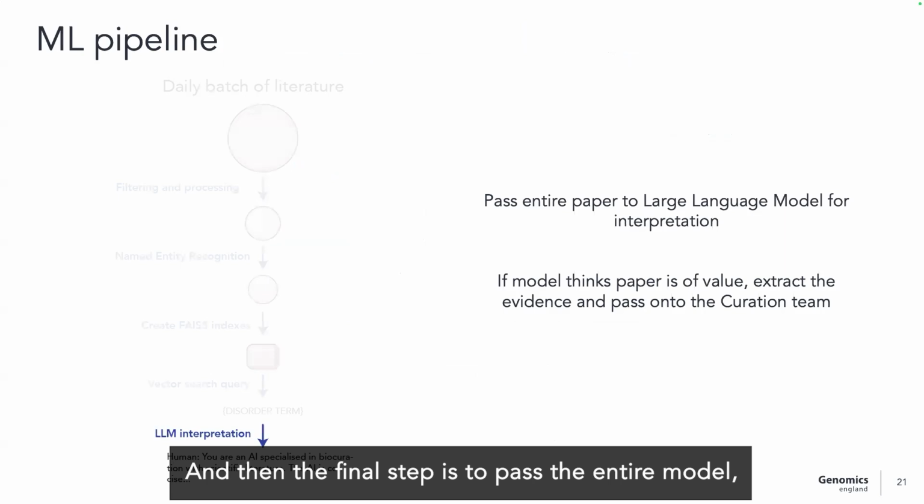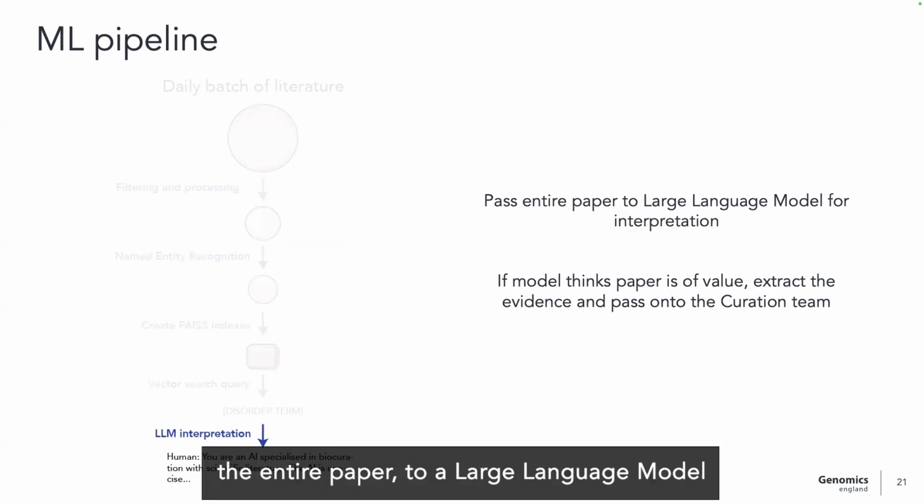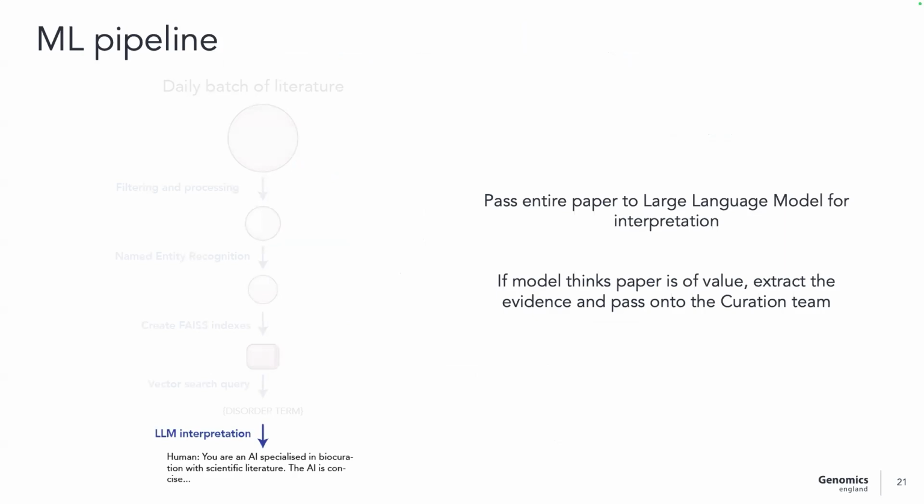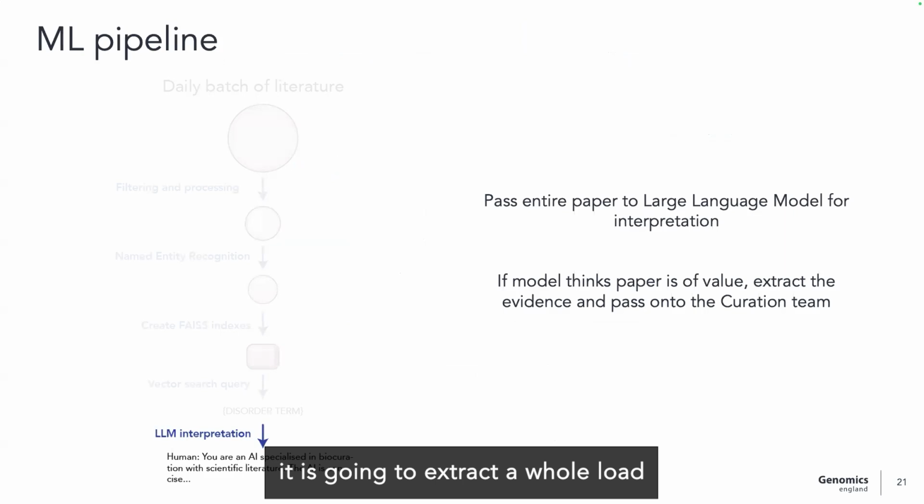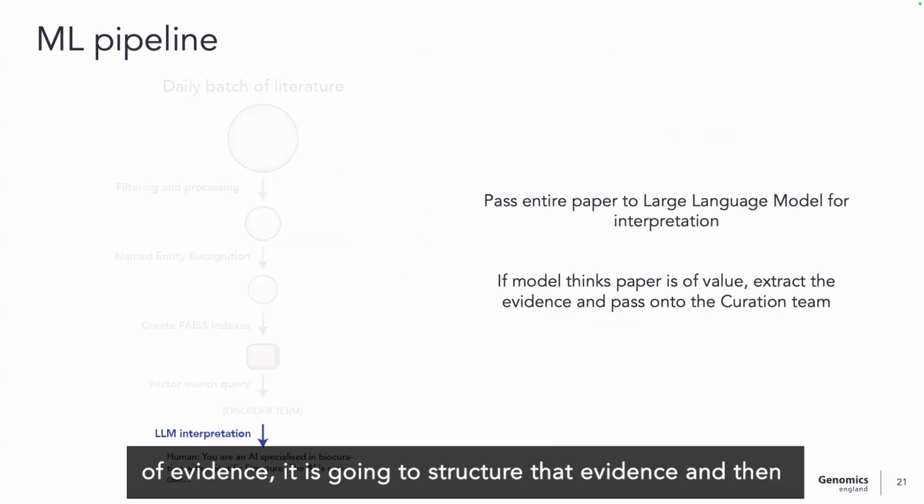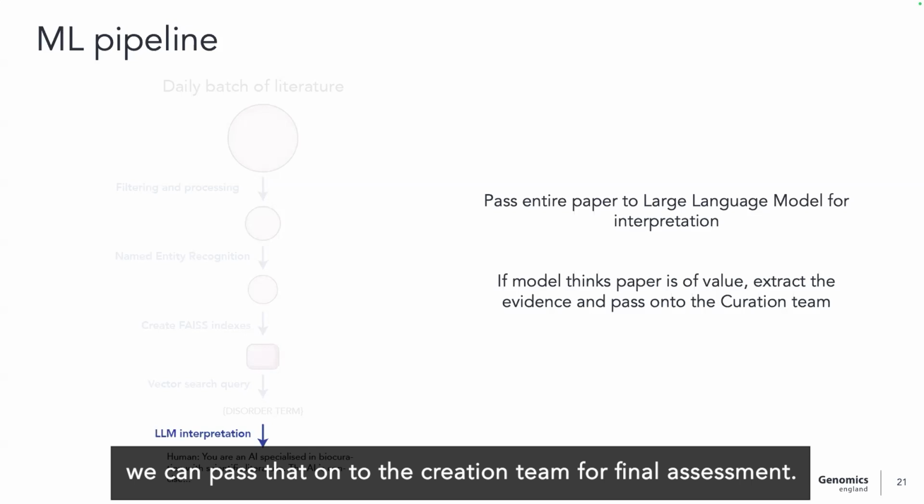And then the final step is to pass the entire paper to a large language model for interpretation. And then if the model thinks that the paper is valuable, it is going to extract a whole load of evidence. It is going to structure that evidence, and then we can pass that on to the curation team for final assessment.